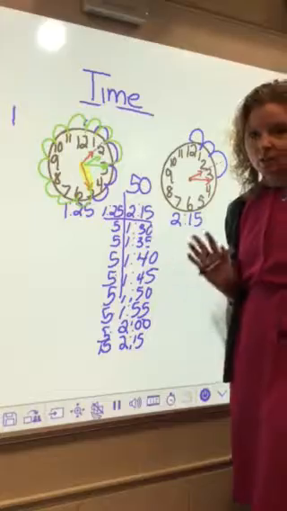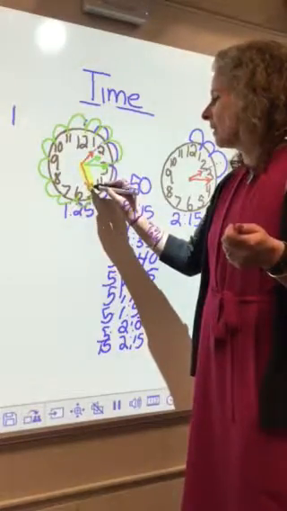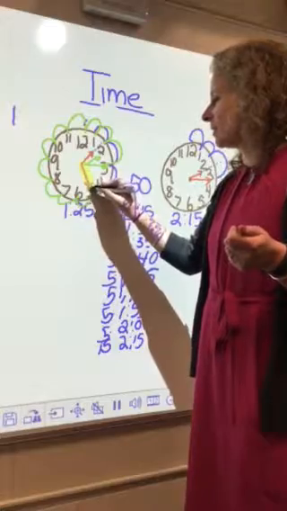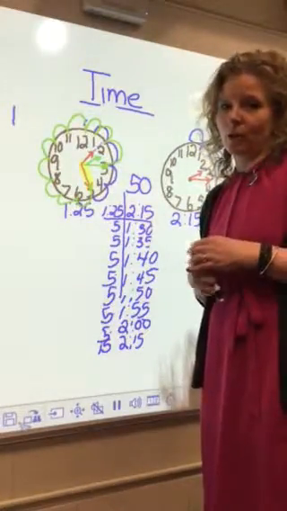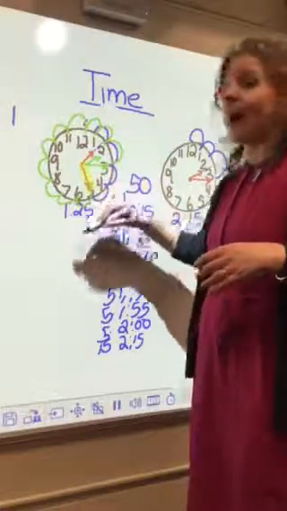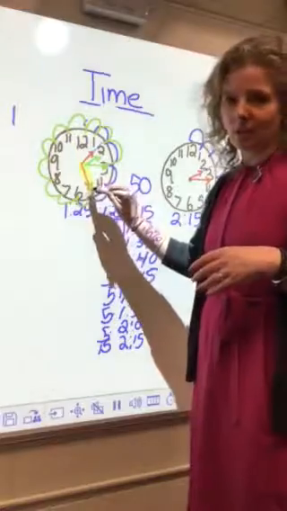Now, just to make you aware, some kids, they forget to start at the start time and they automatically start at the 12. When you're telling time, you start at the 12. When you're figuring out elapsed time or how much time went by, you start at the start time.